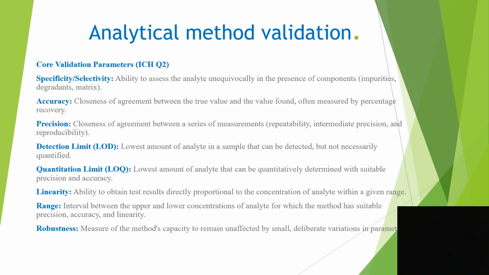So the core validation parameters as per ICH Q2, we will see one by one here. Specificity and selectivity, which means the ability to assess the analyte unequivocally in the presence of components, impurities, degradants and matrix. That means how much impurity is in the particular component or product, and how much is the purity which is to be checked by this method.